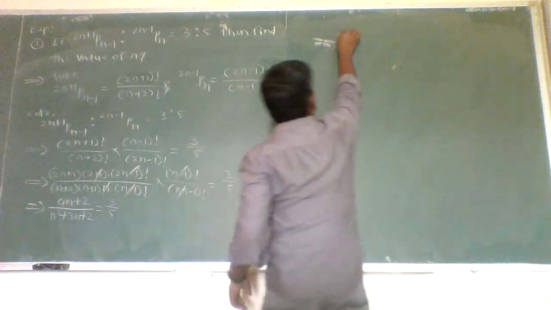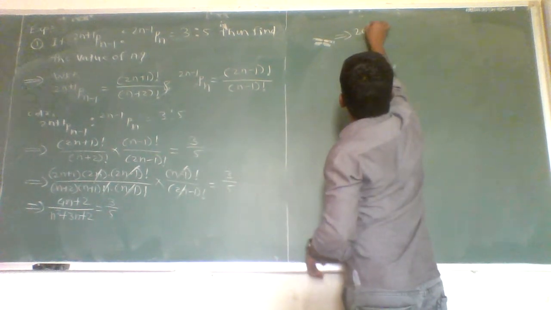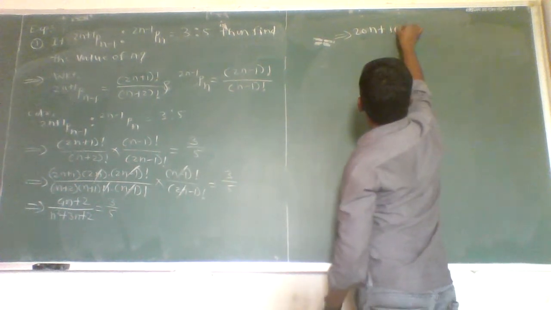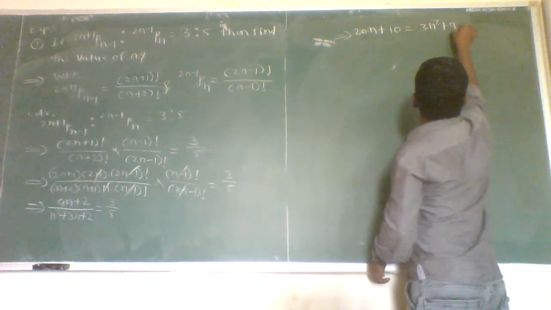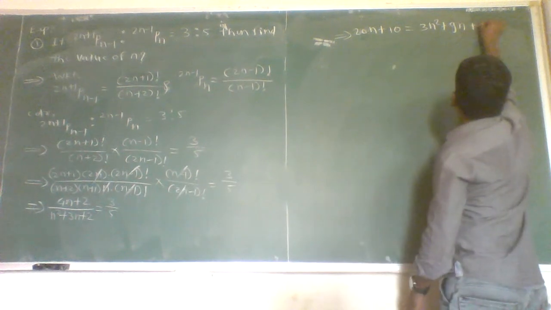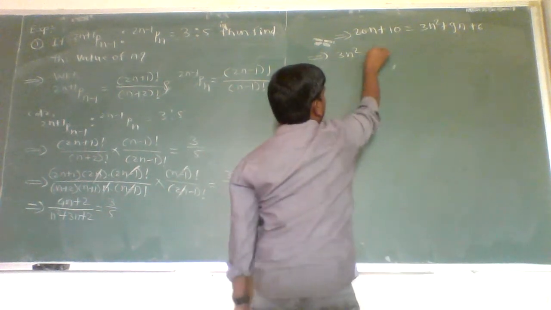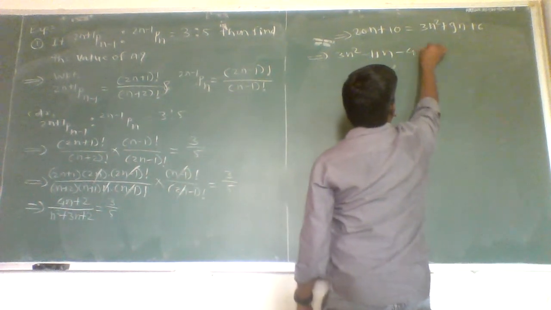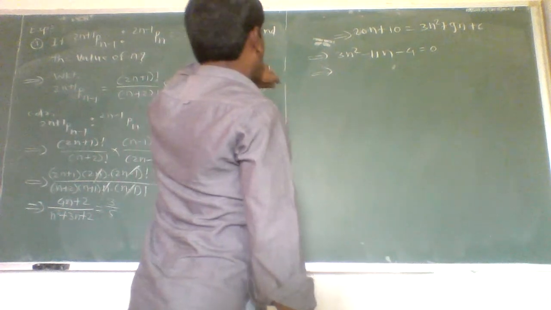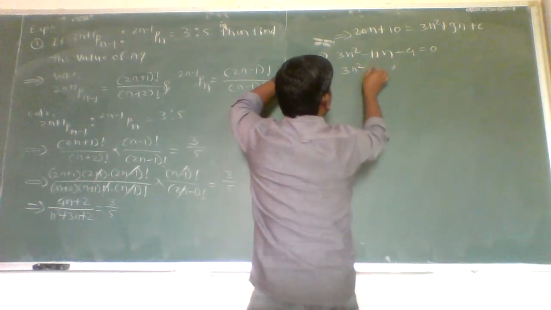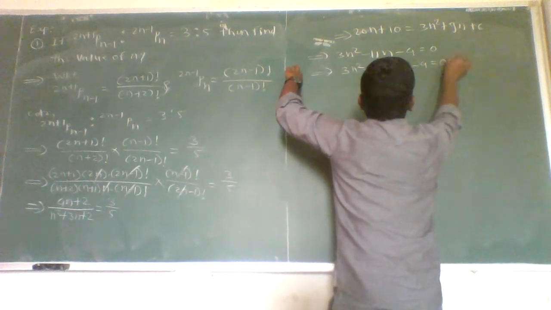So which is nothing but 20n plus 10 is equal to 3n square plus 9n plus 6, and which is nothing but 3n square plus 9n minus 20n, that is minus 11n, plus 6 minus 10, that is minus 4, which is equal to 0. So here 3n square minus 11n minus 4 is equal to 0.